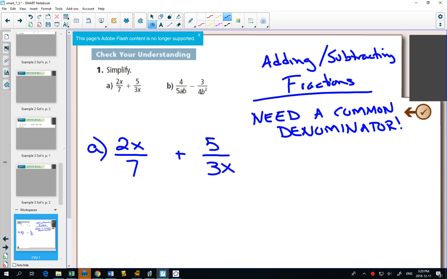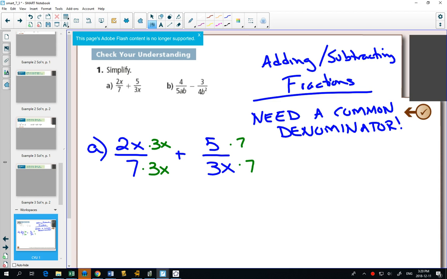We need to make a common denominator. What's missing? What would make them the same? An x, you need to have an x. And do you see here you would need to multiply this by 3x and 3x, and this one by 7 and 7.